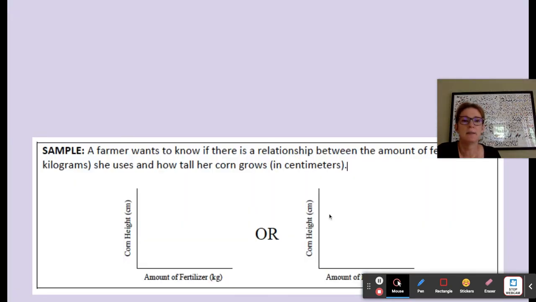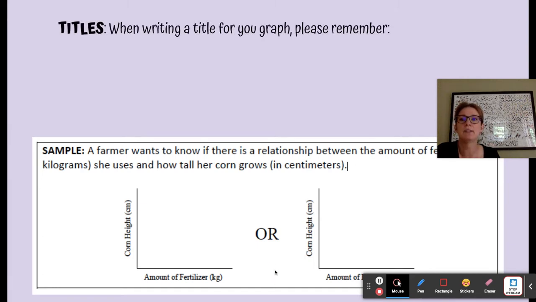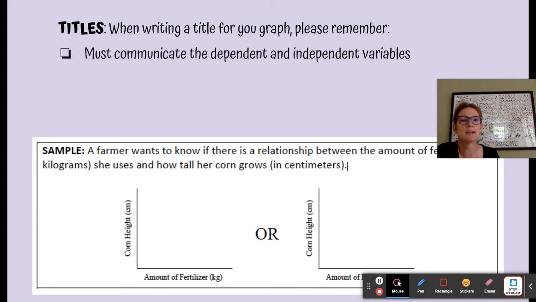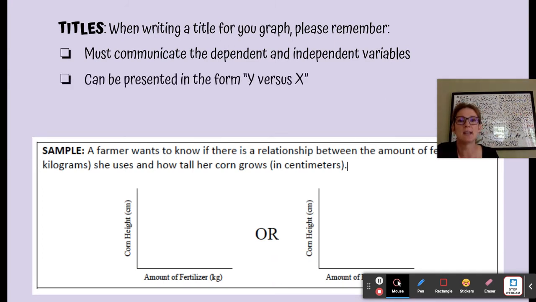All right, titles. So we have the same situation here, the farmer and the relationship between fertilizer and corn height. So here are my tips for writing titles. What you want to remember is that the title always needs to refer to both variables, the independent and the dependent. A simple way to do that is just to say this graph is Y versus X.